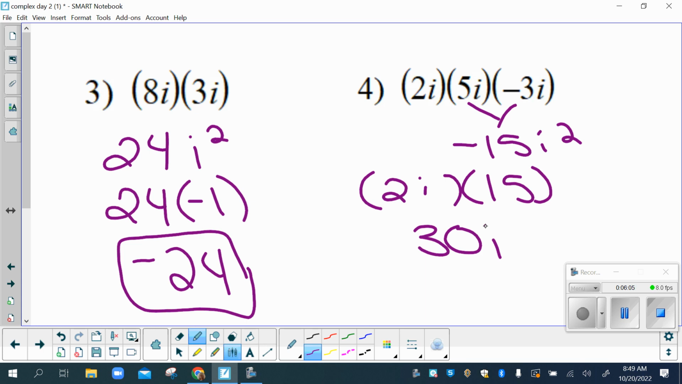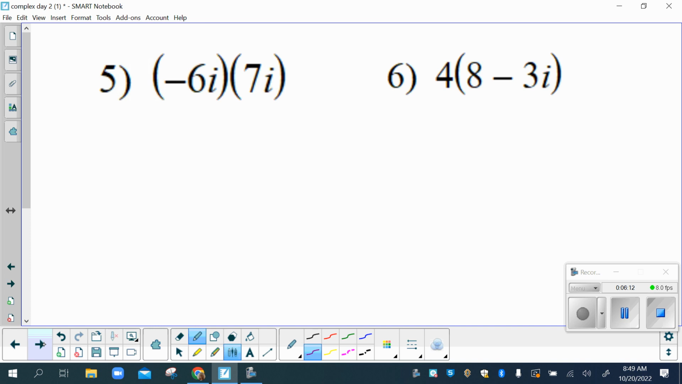Let's see if we're going to roll on a little bit. Everybody okay? i squared, that's the whole new thing for today. Could you try this one on your own? Let's try. See how you do.